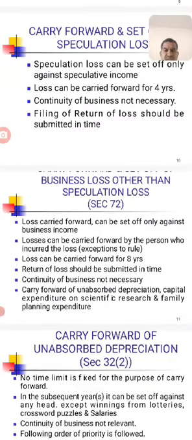Next, business loss other than speculation loss. The carried forward loss can be set off against business income only. The loss can be carried forward only by the person who incurred the loss, with exceptions to the rule. The loss can be carried forward for 8 years. The return of loss should be filed in time. Continuity of business is not necessary.